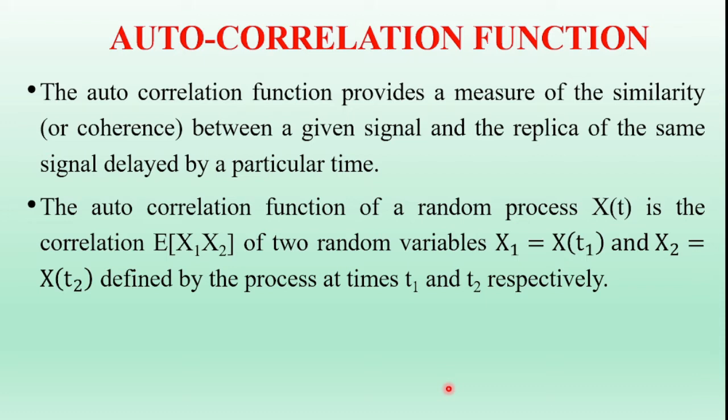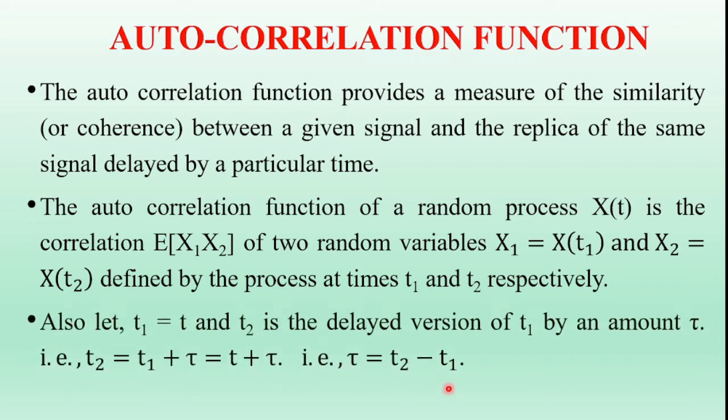Also consider the time instant t1 is equal to t and t2 is the delayed version of t1 by an amount tau. So t2 is equal to t1 plus tau, but t1 is equal to t, therefore t2 is equal to t plus tau, and tau is the time difference of t1 and t2, that is tau is equal to t2 minus t1. So simply, auto represents two same variables delayed by some time interval.